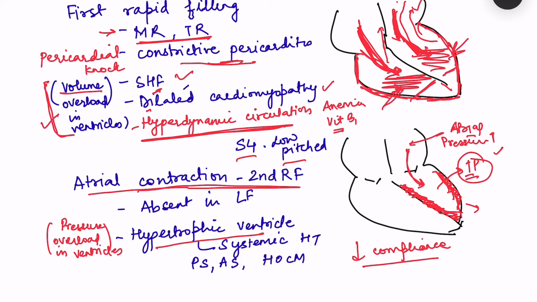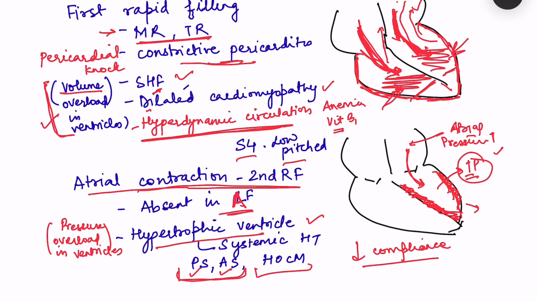It occurs in systemic hypertension, pulmonary stenosis, aortic stenosis. All these lead to hypertrophy of the heart. HOCM, hypertrophic obstructive cardiomyopathy, again leads to hypertrophy of the heart. So, decreased compliance. Now this S4 is absent in atrial fibrillation.